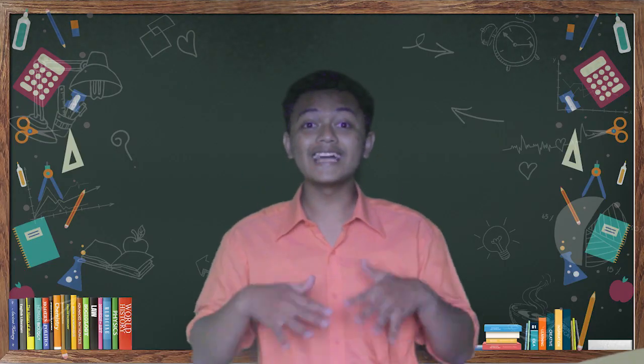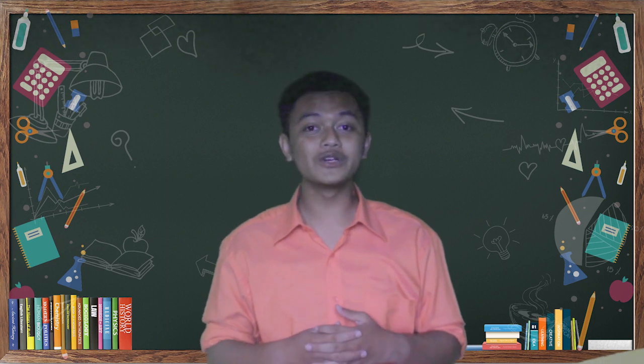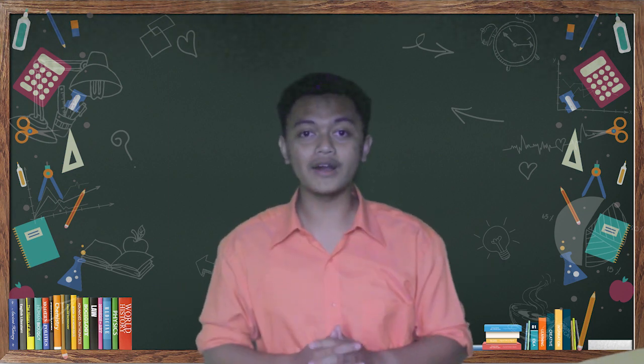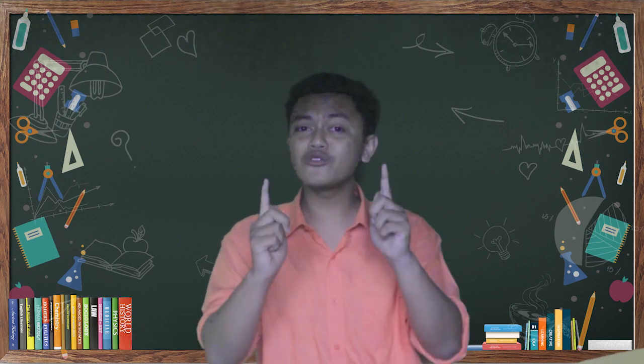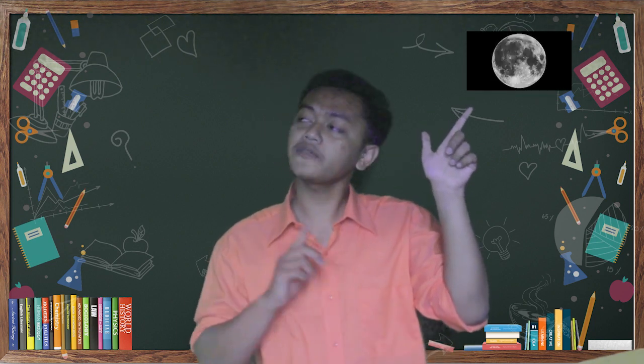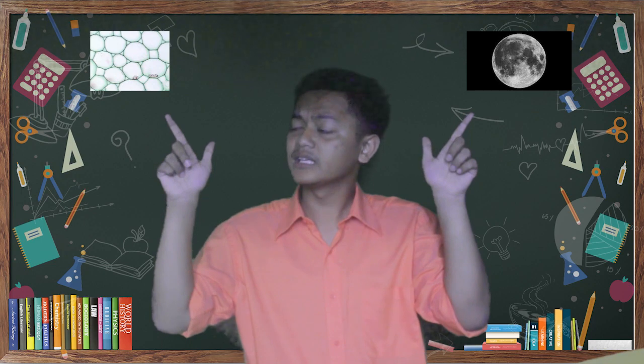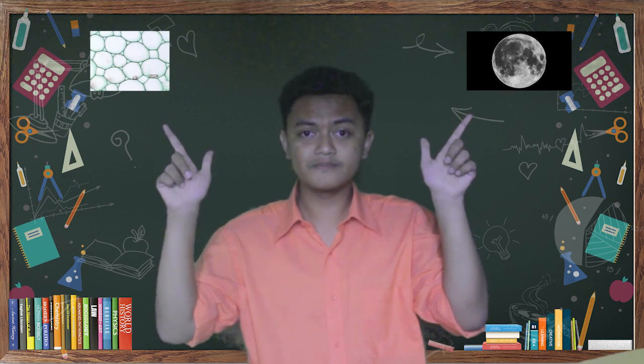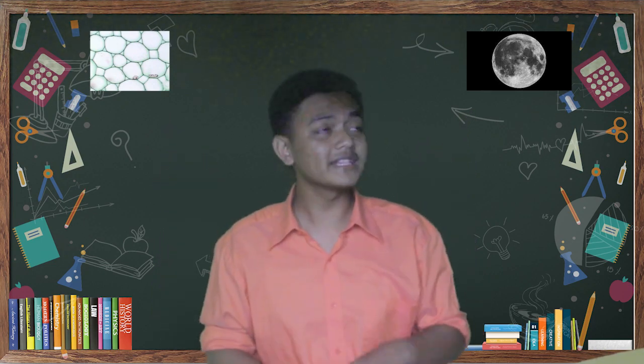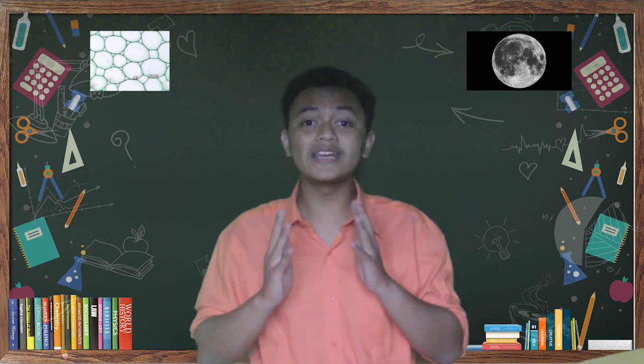Okay students, as I said before, today we are going to learn about lens. But before I explain to you about the lens, I want to ask first. Have you ever seen the moon? Or have you ever seen the cell? As I know that the moon is very far away from the earth, right? And the cell is the basic unit of the living things. Why can we see it clearly?